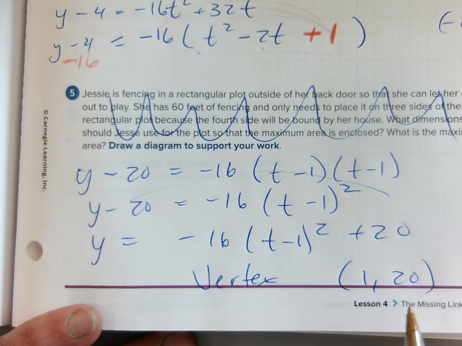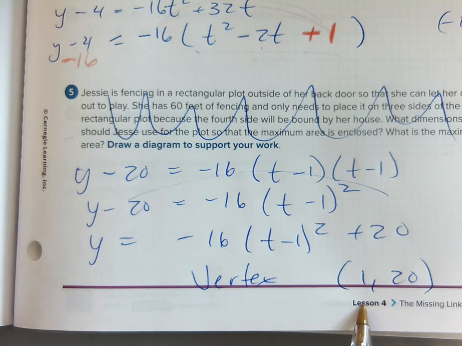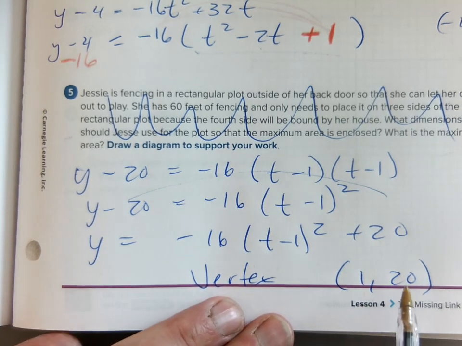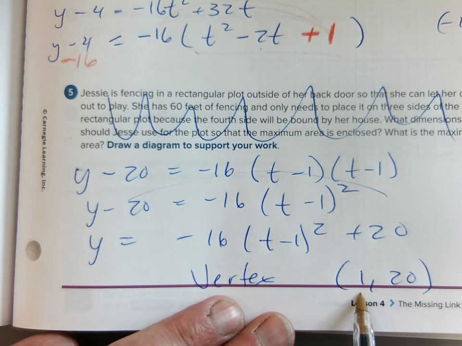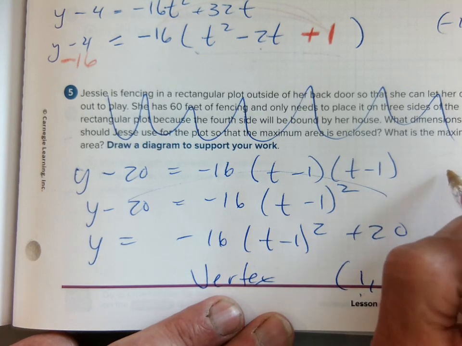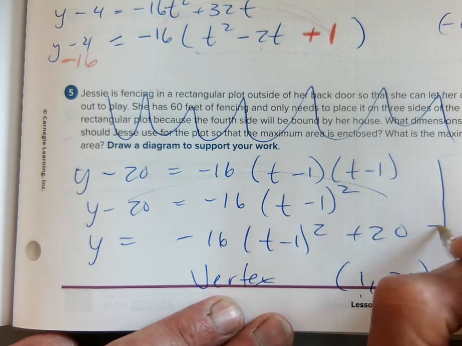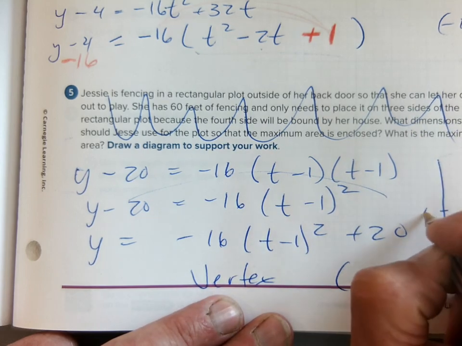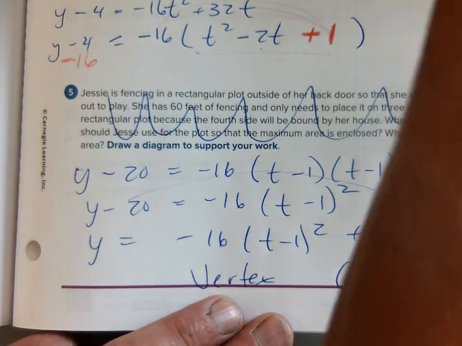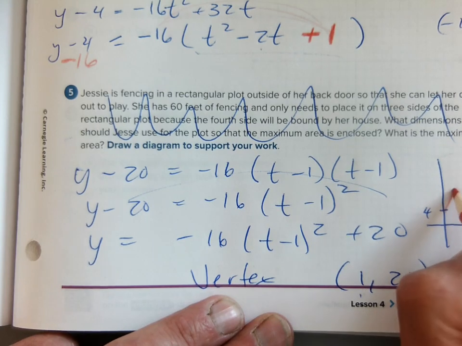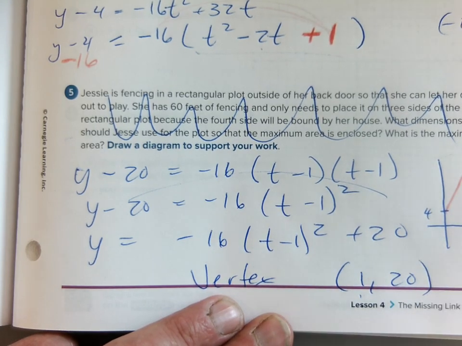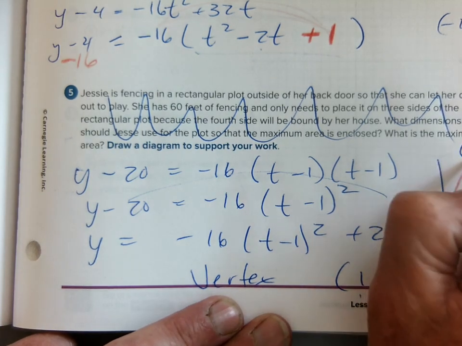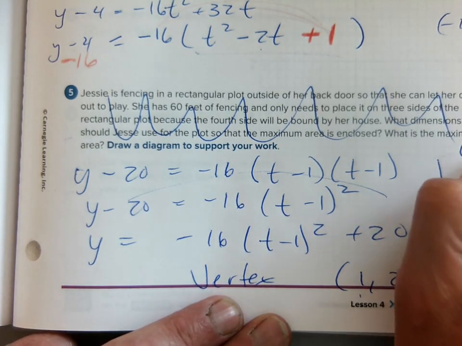What does that tell me? If that's the vertex, we know that the highest height of the ball is at 1 second and 20 feet. So we don't have to give a graph, but it would look something like this. It starts at a height of 4. We know the graph is going to go up until 1 second and come back down here, okay? Here's our highest height at 20.